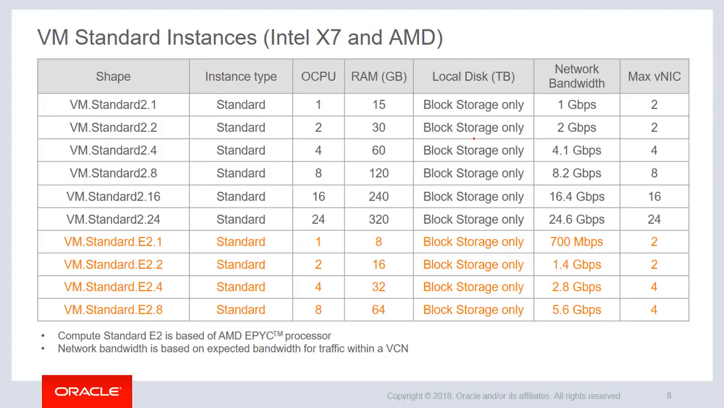For the virtual machine instances, you can see the standard instances here. The standard instances don't have any local storage, so each of these have just the block storage, and you can see the various specs here, the CPU, RAM, etc. You can also see the AMD EPYC instances listed here, and some of the specs for them.